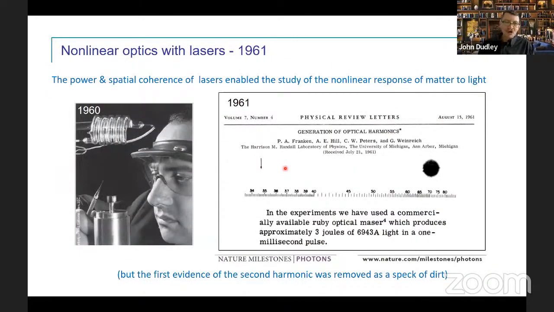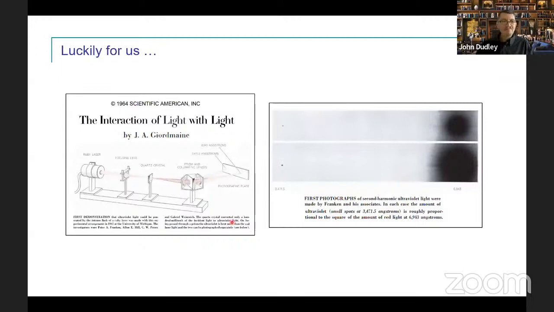Now, in optics, nonlinearity was also being studied in the 1960s through second harmonic generation. There's a famous story that the first paper on second harmonic generation actually removed the spot on the spectrograph for the second harmonic spot. Luckily for us, another paper actually preserved that photograph. So we do actually have the proof from the 1960s that second harmonic generation was observed.